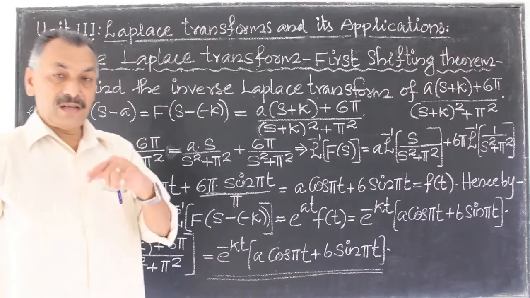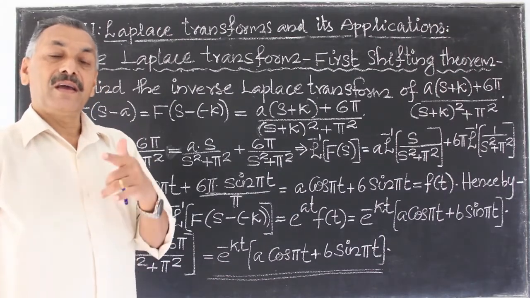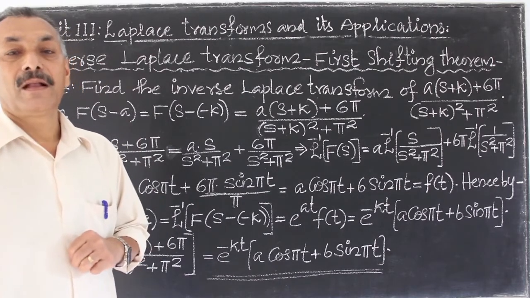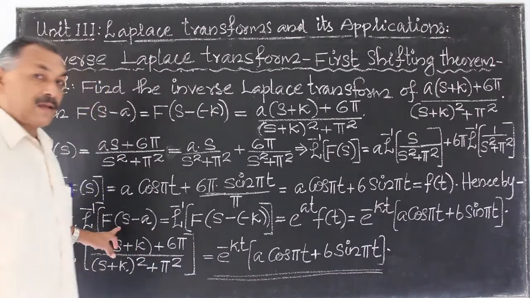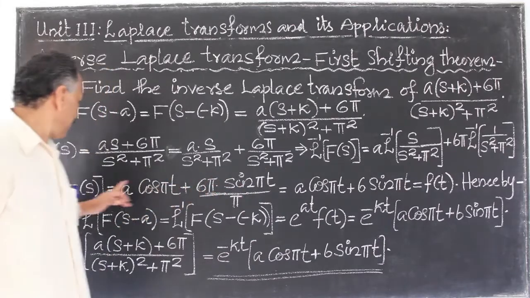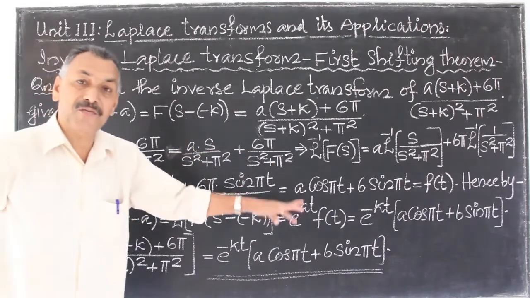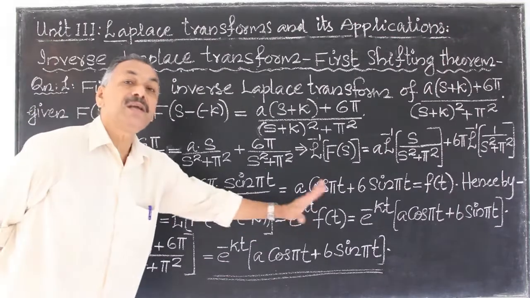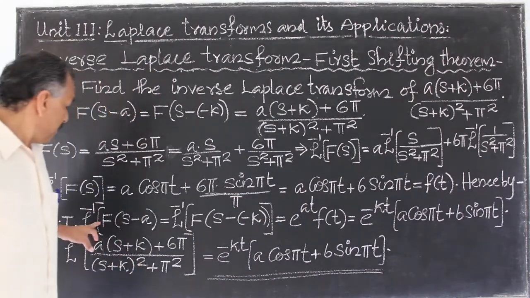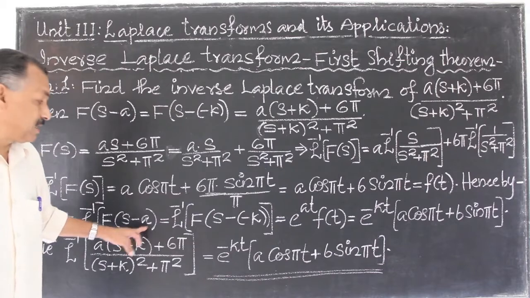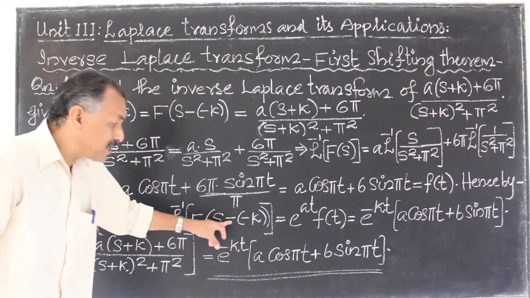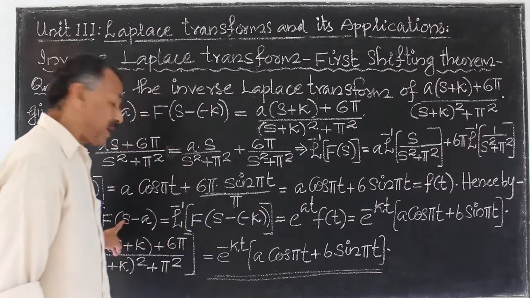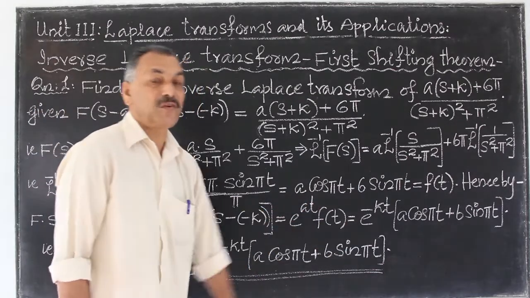If the inverse of F(s) is f(t), then the inverse of F(s minus a) is e raised to a t into f of t. That is, L inverse of F(s minus a) is equal to e raised to a t into f of t.